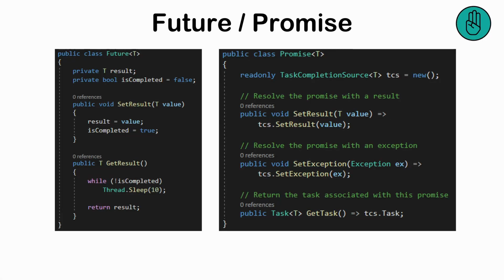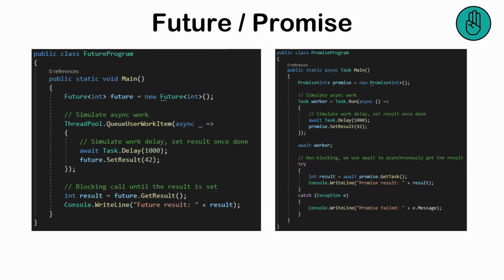The future or promise pattern. Used to handle asynchronous operations, a future focuses on retrieving a value or an error when the operation completes, while a promise includes the ability to explicitly resolve or reject the result. This pattern helps manage complex asynchronous workflows and avoid callback hell.